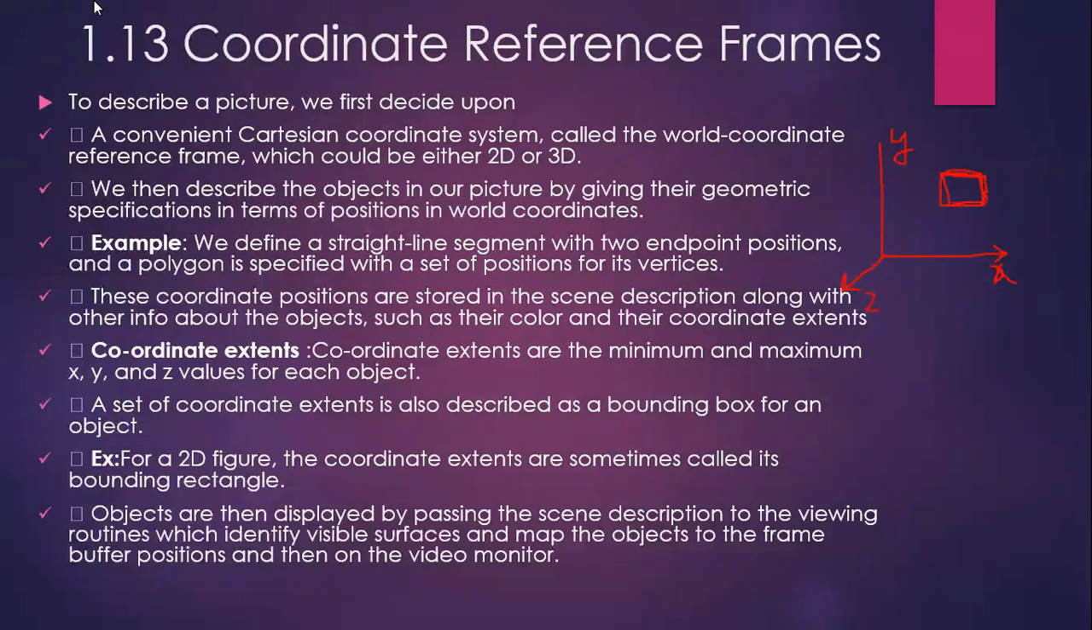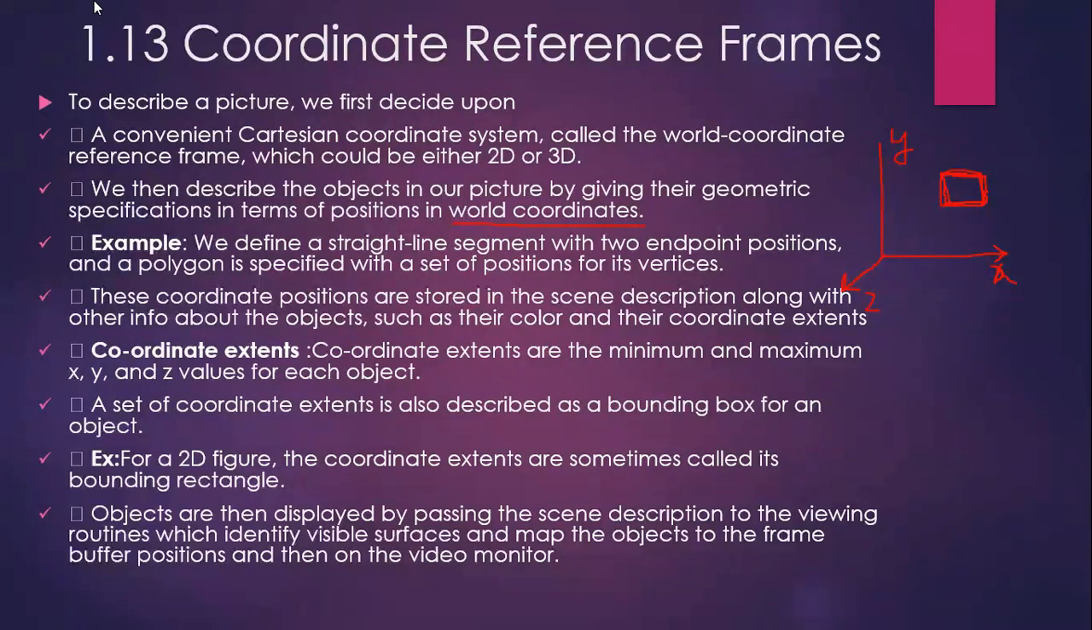So first you have to define the object in the world coordinate system. You have to describe your objects in world coordinates. So any object in our picture has to be represented in world coordinates. For example, we define a straight line segment with two endpoint positions, and a polygon is specified with a set of positions for its vertices.